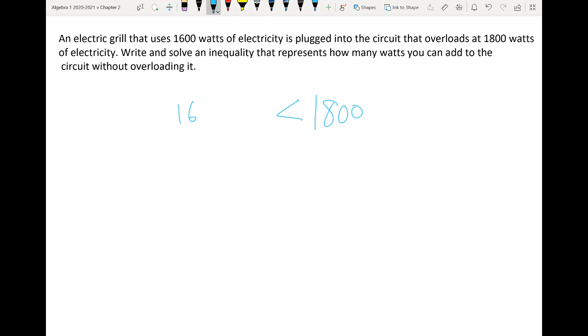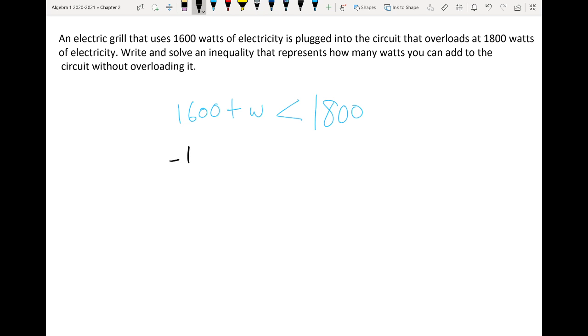So we have 1,600, which is less, right? And how many more can we add? Well, we're going to add some number of watts to that same circuit, and at that point, we've overloaded the circuit. So you can go up to 1,800 total. So this is how we'd set it up. We have our 1,600 of our electric grill, and then the 1,800 represents the total that we can have until we have overloaded it. So that's how we'd interpret this: we have to stay under something, and it has to be less than 1,800.